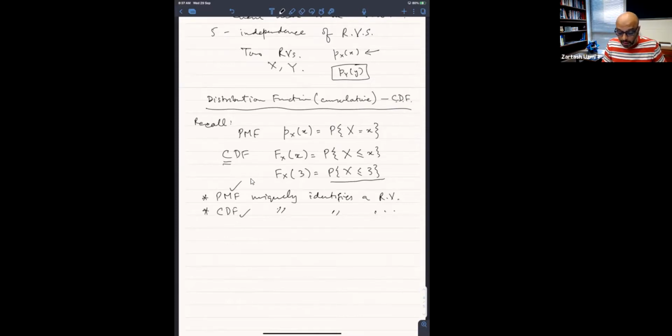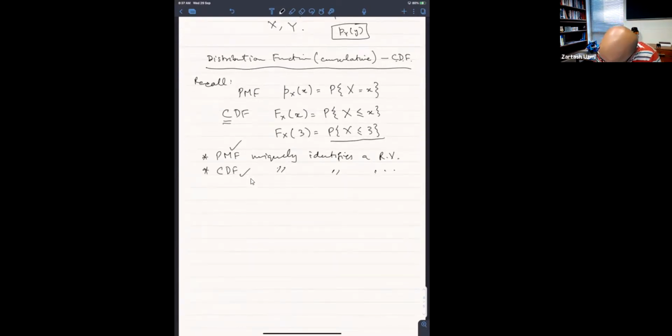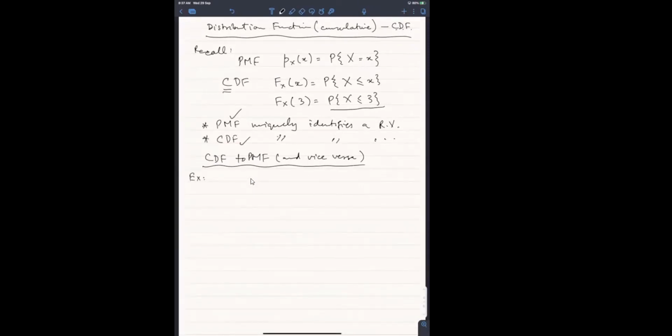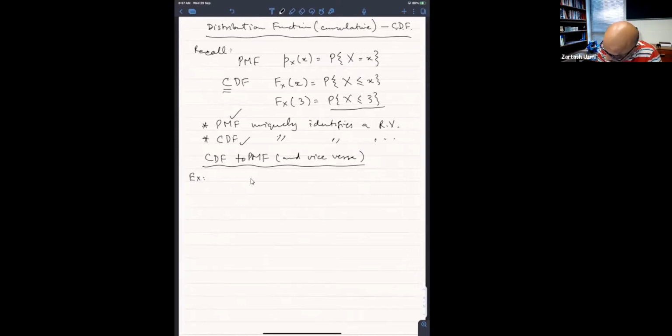Okay. So I will give you an example, to go from CDF to PMF, and vice versa. How do you find that? So let's consider an example. Let's say X is a random variable, and the probability mass function is P_X(1) is equal to 1/4, P_X(2) is equal to 1/2, and P_X(3) is equal to 1/8, P_X(4) is also equal to 1/8.